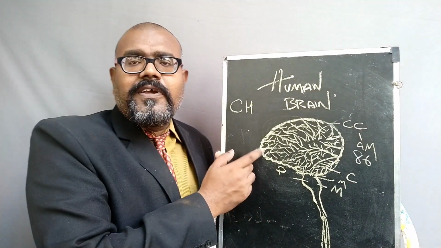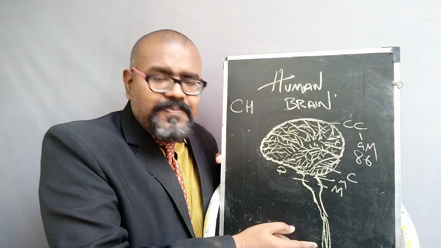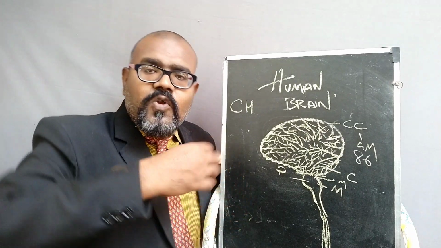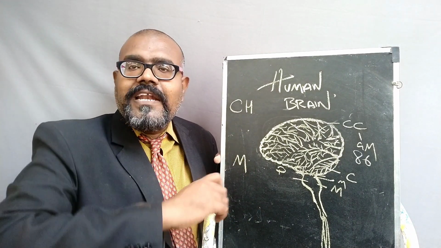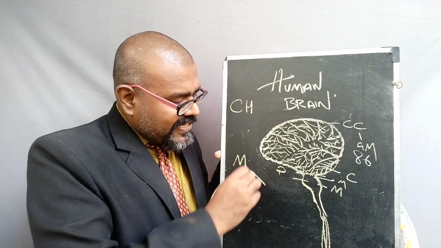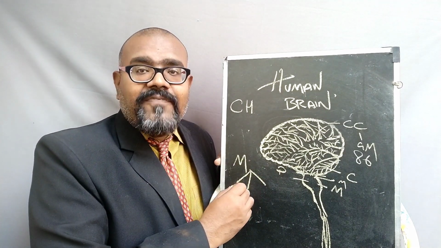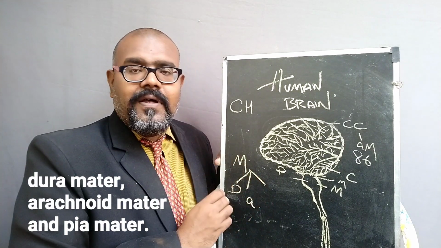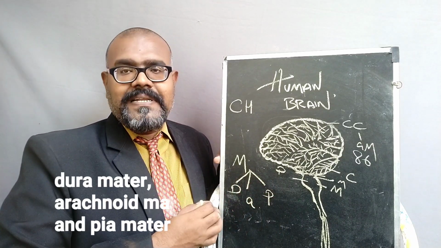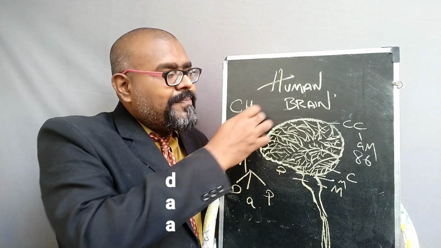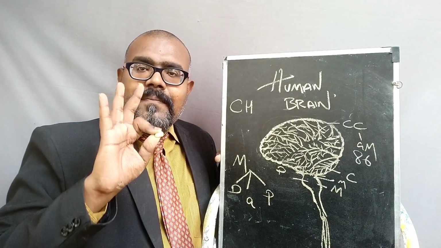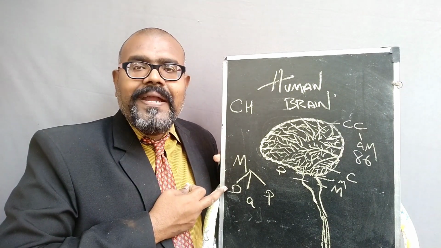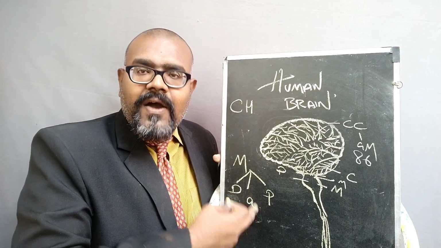Then, this human brain and this spinal cord are externally covered by three different membranes. They are together called the meninges. The three layers of the meninges are the outer tough dura mater, then the middle arachnoid mater and the inner pia mater. Please remember. So the brain and the spinal cord are covered by three membranes together called the meninges. The three layers are the outer tough dura mater, the middle arachnoid mater and the pia mater.